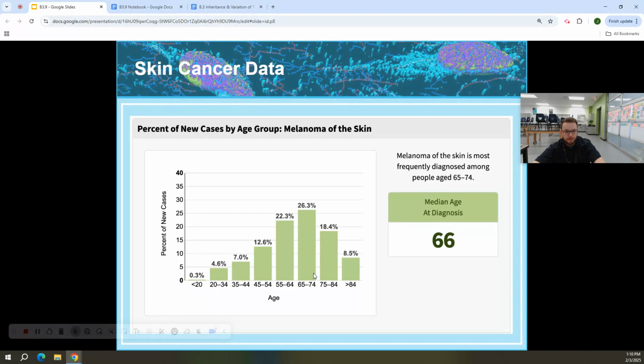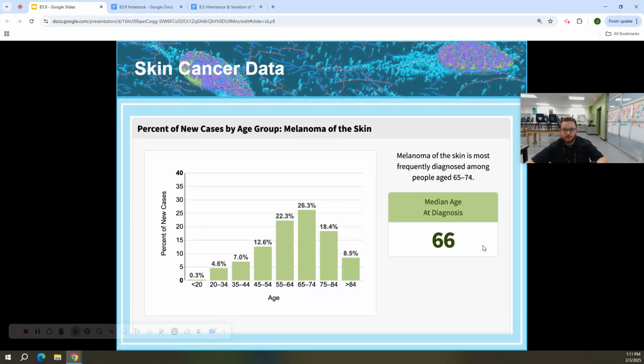All right, and then this is showing percent of new cases by age group. So we've got a nice bar graph for age group. You can see the distribution, the highest bar is 65 to 74, which is also where our median would be. So median age at diagnosis means that 50% of people are under the age of 66, 50% are over the age of 66.